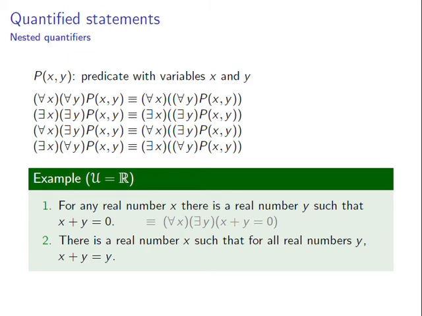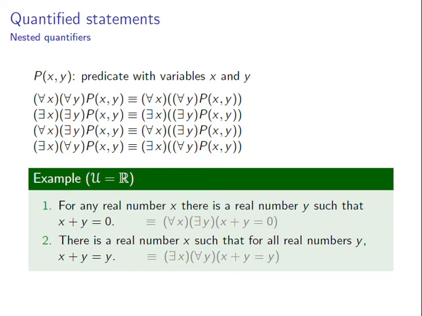The sentence, there is a real number x such that for all real numbers y, x plus y equals y, also involves variables x and y. The phrase, there is a real number x, is stated first, so this applies to the statement, for all real numbers y, x plus y equals y, which we view as a predicate in the variable y. This is the sentence written in symbols.